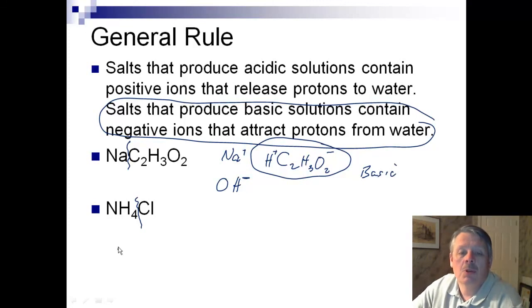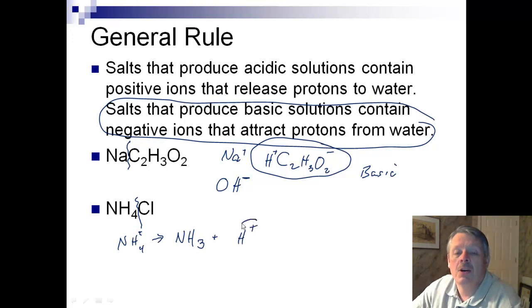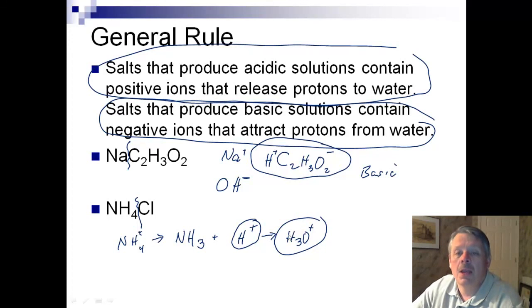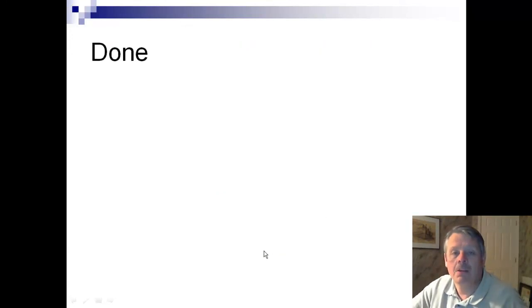Whereas ammonium chloride produces NH4+, which has a positive charge, which then breaks apart into NH3, which is ammonia, plus an H+ ion. That H+ ion is free to go and be with the water, so it produces H3O+, which is hydronium, and which is an acid. So it's going to be this one, because this is producing an acidic solution, because it's releasing protons into the water. All right, that's it.